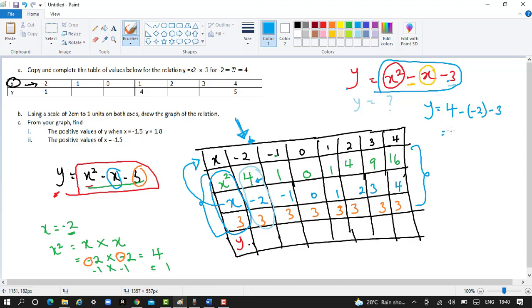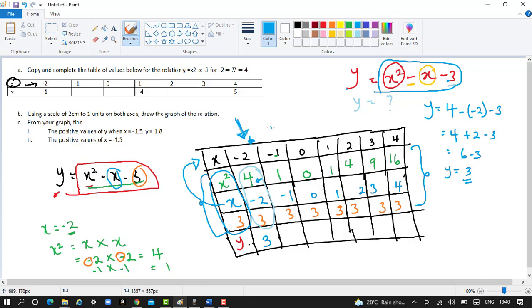So at the end of the day, we are going to get 4. Negative times negative will give us positive, positive 2, minus 3. And this will give us 6 minus 3. Then our y is going to be 3. So at the end of the day, when x is -2, y is a positive 3. When x is -2, y is positive 3. Let's go to the next one.